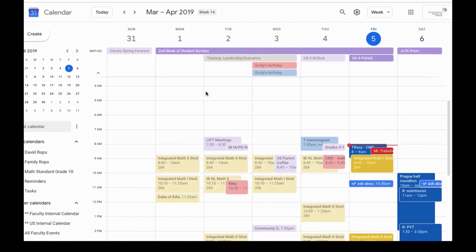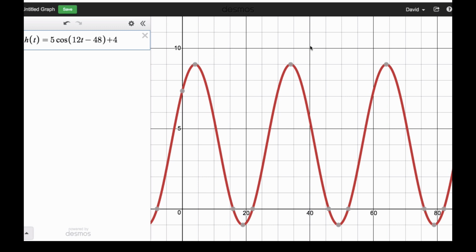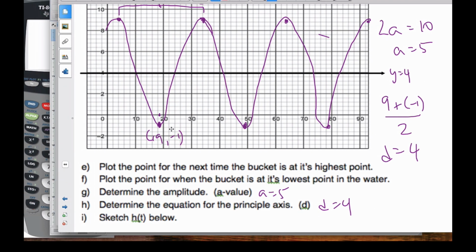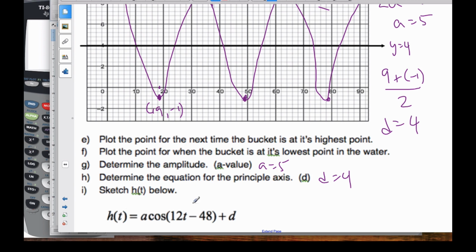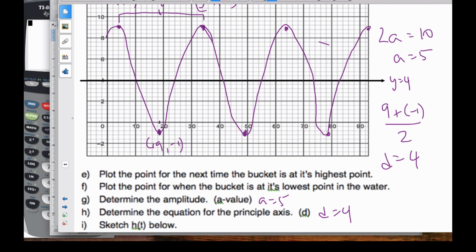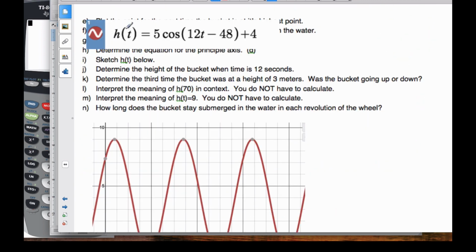If I go to Desmos, you can see that here is my curve with this particular scenario. And I can see clearly that these are my maximum and minimum points. Okay, so I'm going to sketch that value below. I sketched it above.